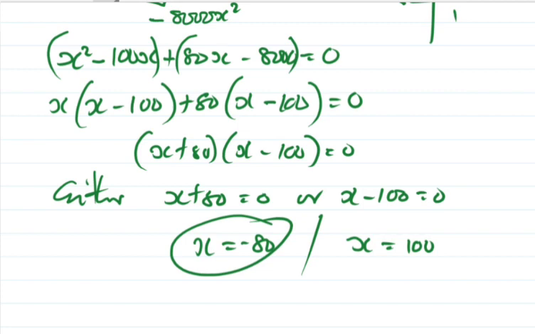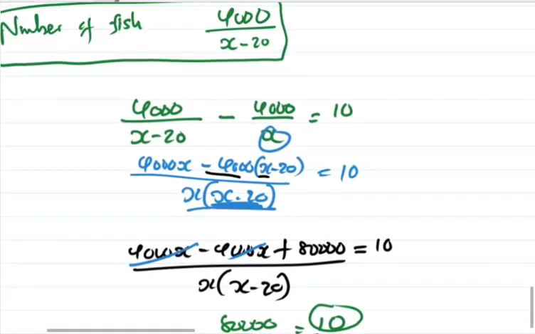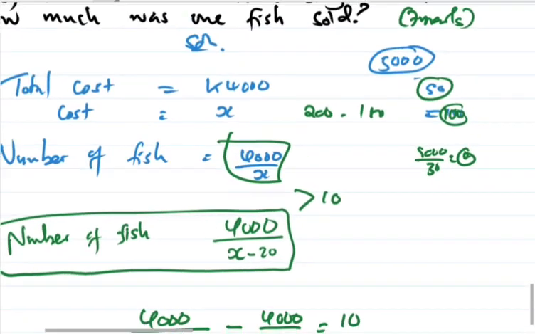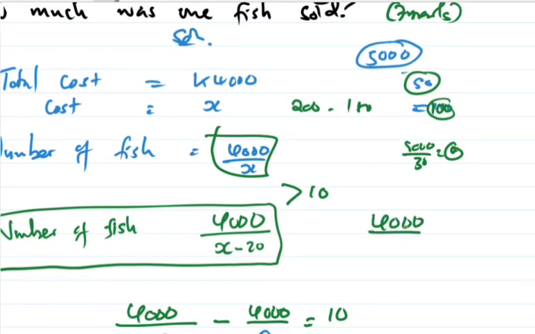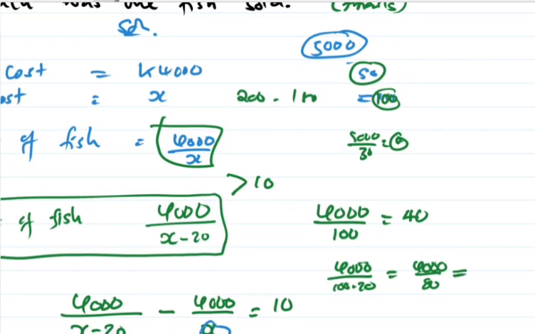The cost cannot be negative, so we take this one. So each fish was sold at 100. Let's go back to our problem here and see. Total cost is 4,000. So if we divide by 100, they would have 40 fish. You see? If each fish was sold 20 kwacha less, it would be 4,000 divided by 100 minus 20, which is equal to 4,000 divided by 80. 4,000 divided by 80, the answer is 50.